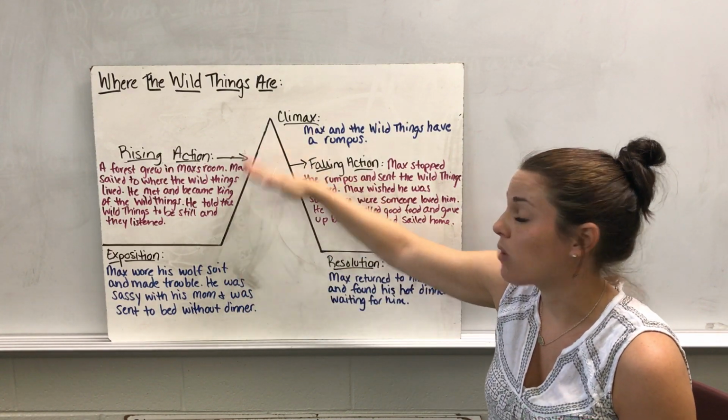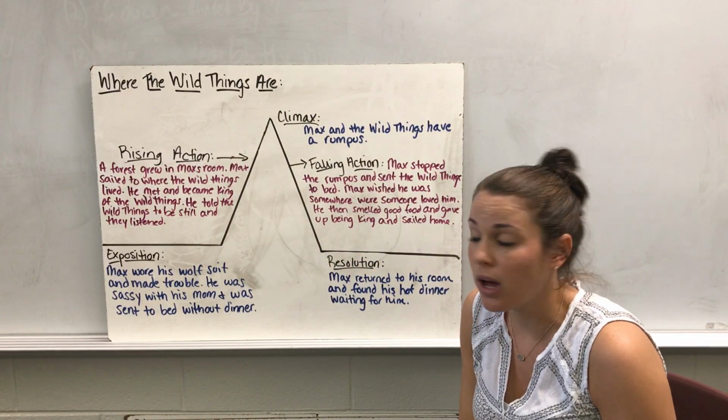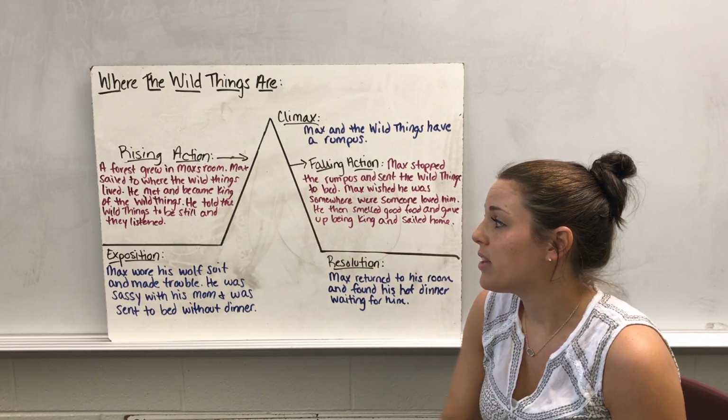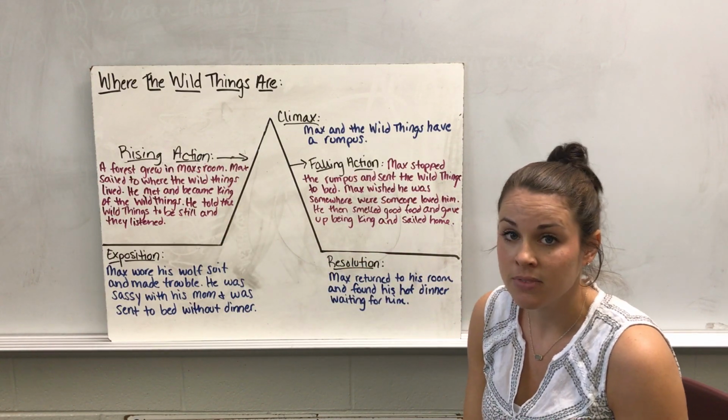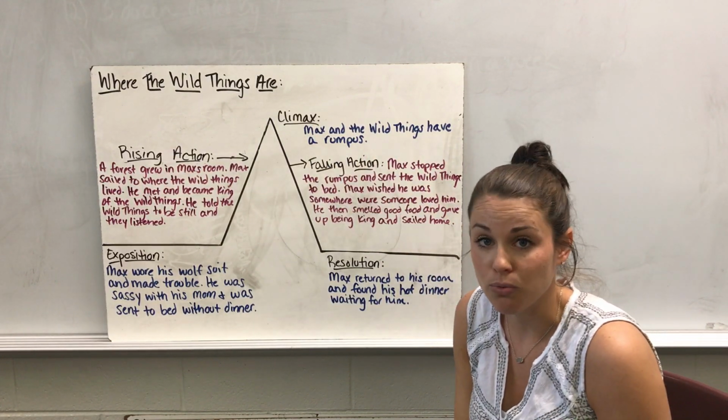As the story continues, the rising action builds. A forest grew in Max's room. Max sailed to where the wild things are. He met and became king of the wild things, and he told the wild things to be still, and they listened. The climax, or the turning point in the story, is when Max and the wild things had a rumpus.